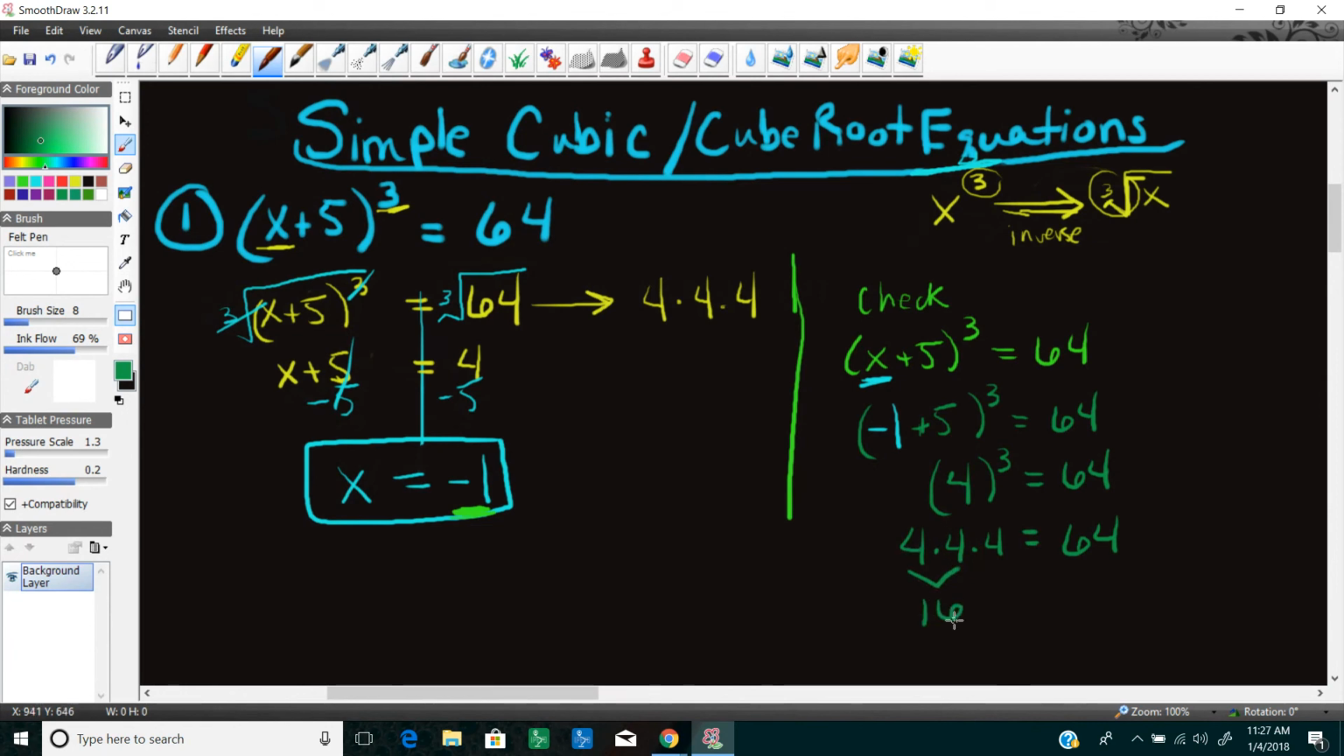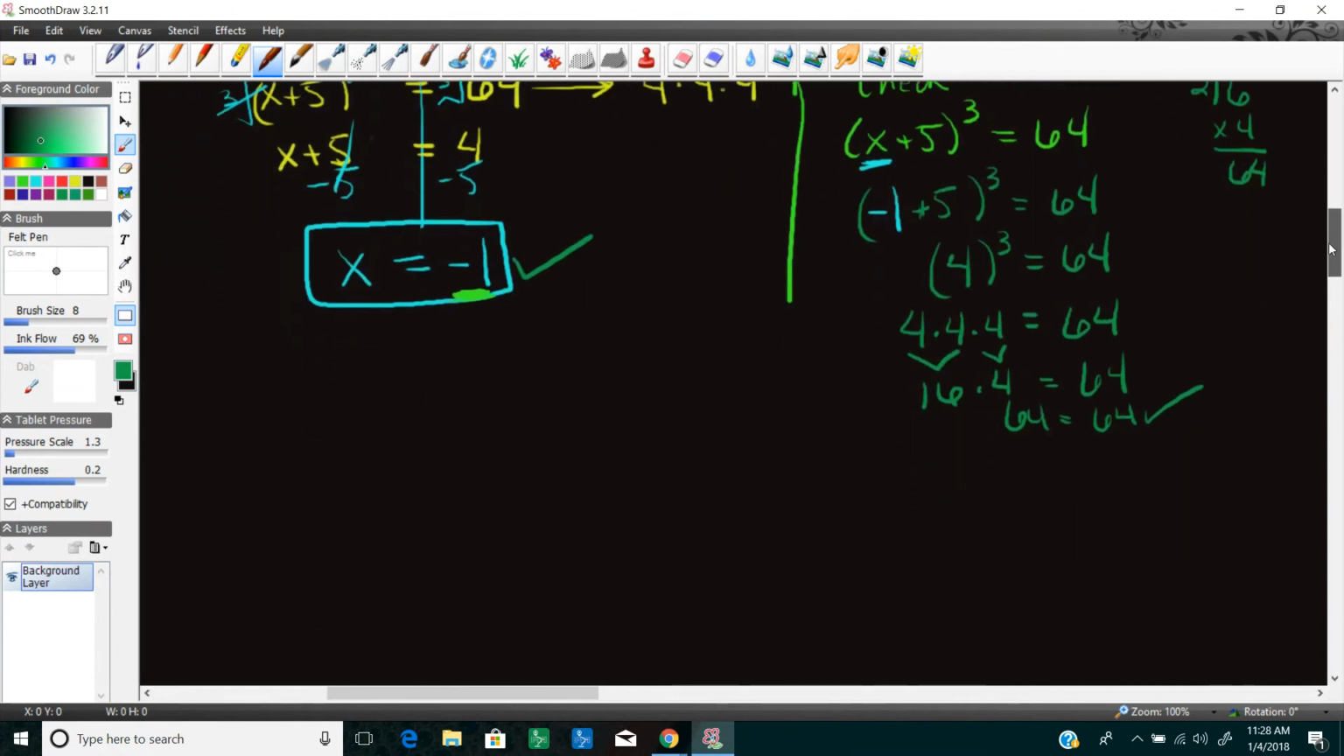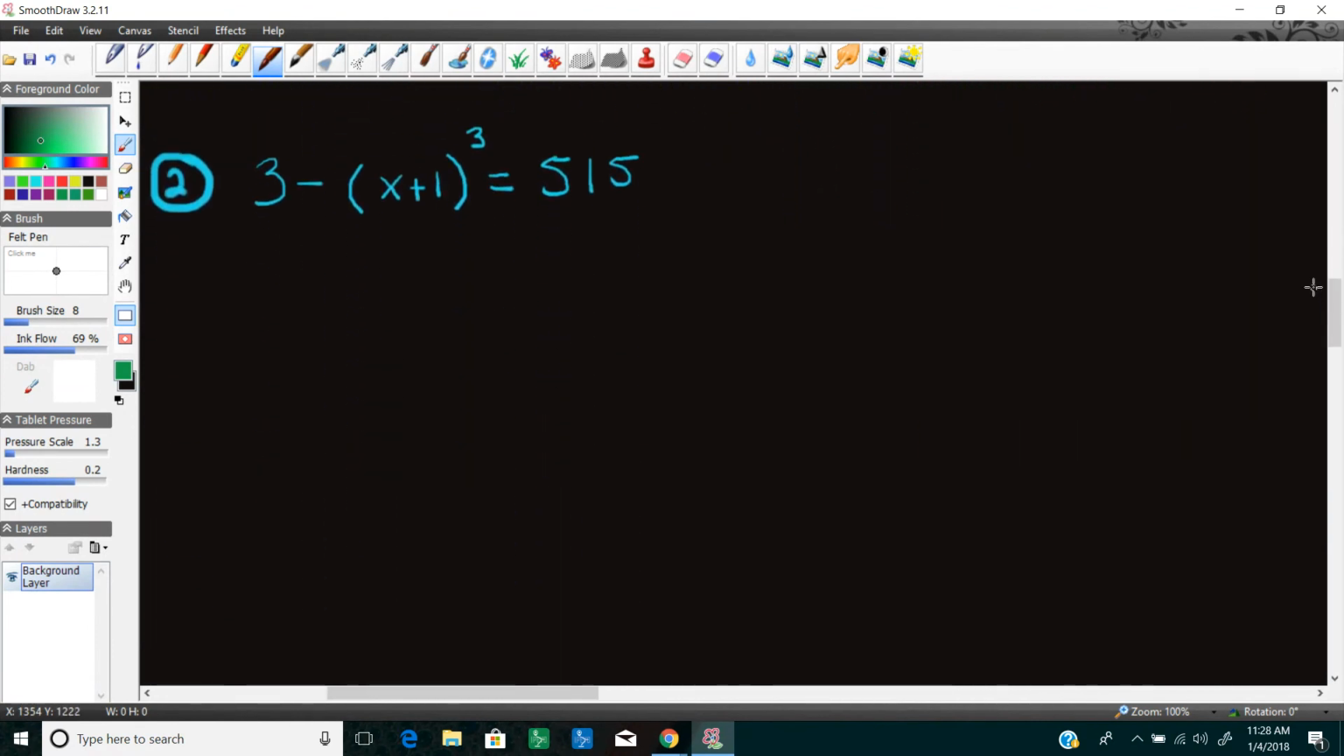4 times 4 is 16, times 4. 16 times 4, remember that old-fashioned math a long time ago? 4 times 6 is 24. 4 times 1 is 4, plus 2 is 6. So this is indeed 64. That means my value is correct. This is the correct answer. Okay? Go ahead and do the next one, number 2.